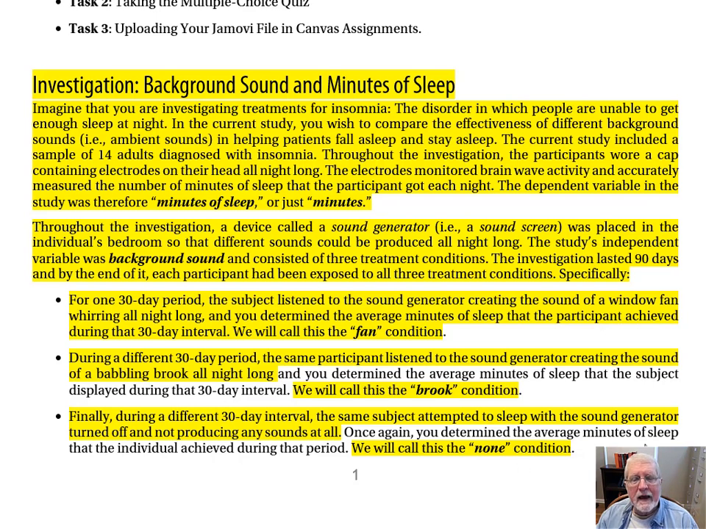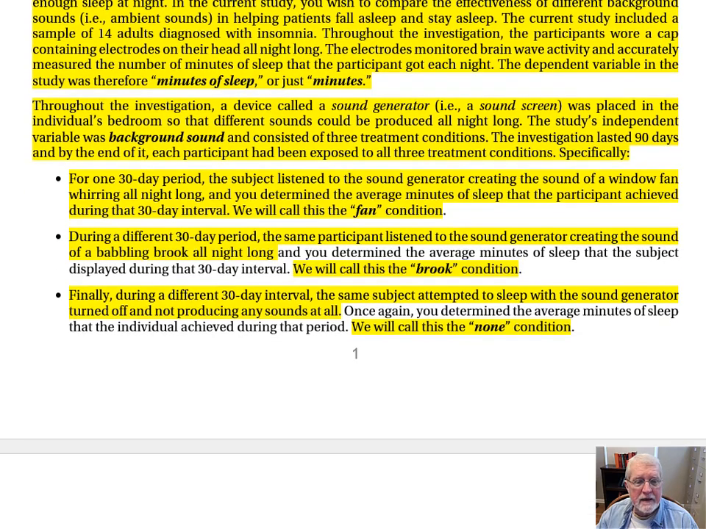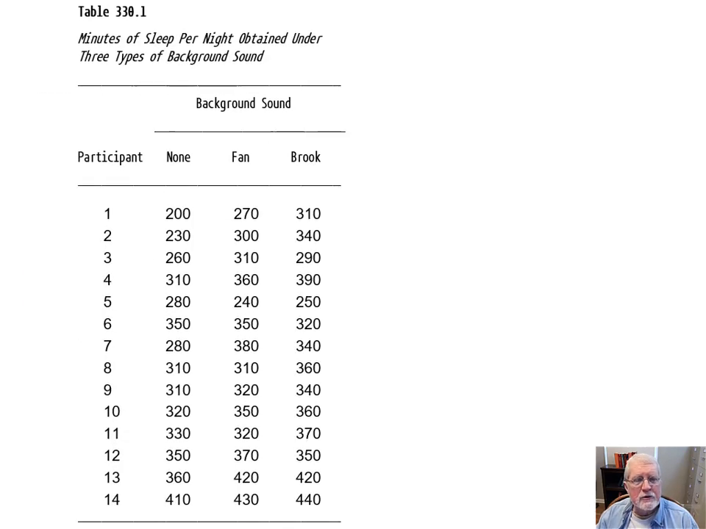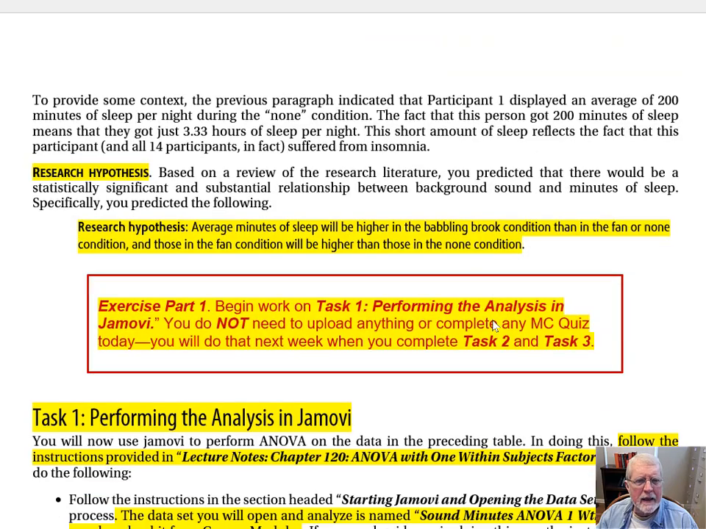So ultimately, you wanted to find out, is it true that having a sound screen on has any kind of overall effect on the average minutes of sleep they get? And furthermore, which of these sounds had the most positive effect? Did they get the most sleep when it was set to fan? Maybe they got the most sleep when it was set to none. Those are among the things that you're going to determine by the end of your analyses. So last week, you analyzed this data set. We see participant 1 got 200 minutes of sleep on average in the none condition, 270 in the fan condition, 310 in the brook condition. The results for the other participants can be interpreted in the same way.